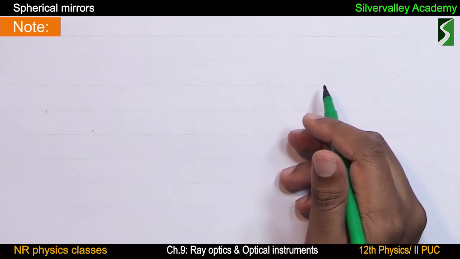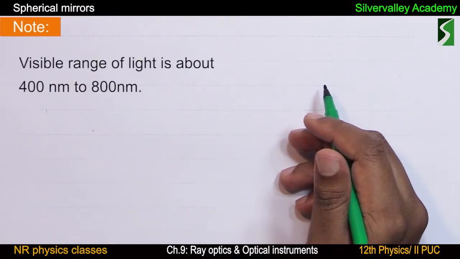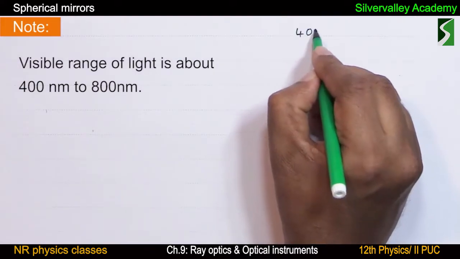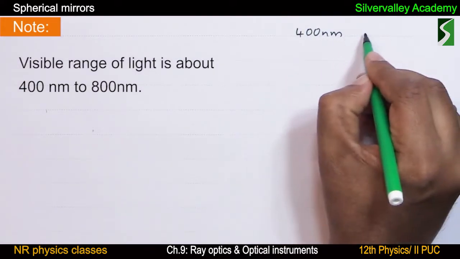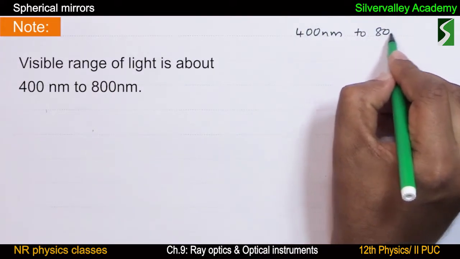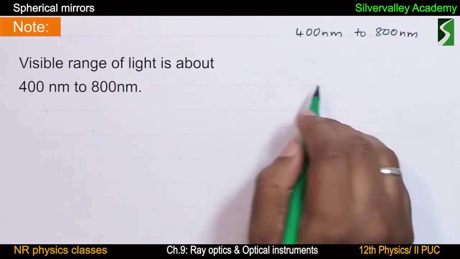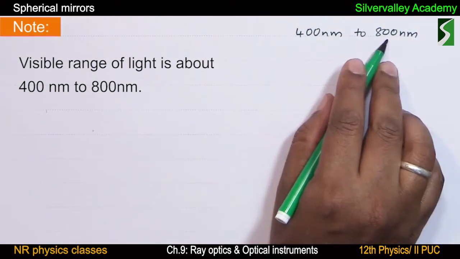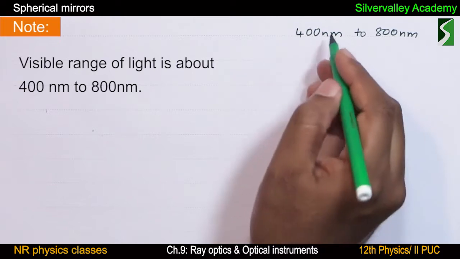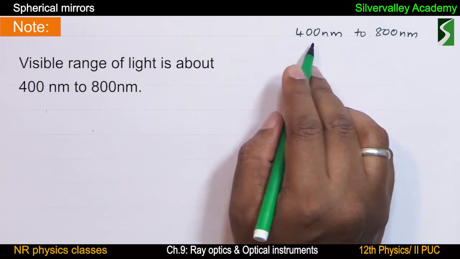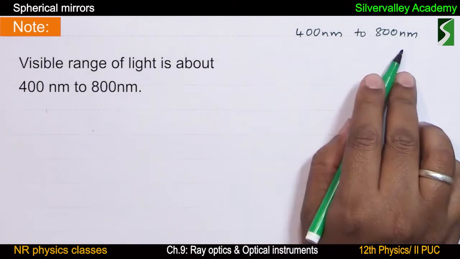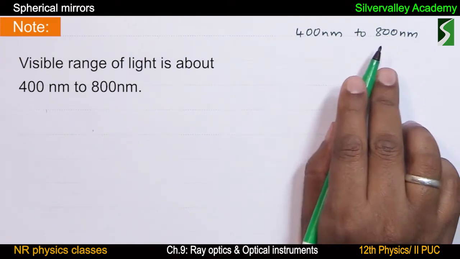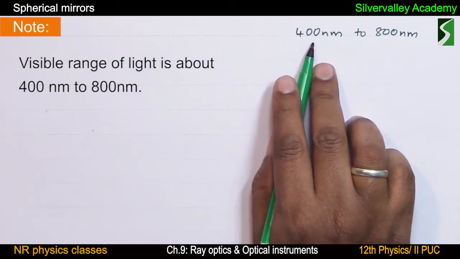Next, visible range of light is about 400 nanometer to 800 nanometer. There is no clear-cut wavelength to say that it starts from this wavelength to this wavelength. So that is why it is appropriate to mention it is about.